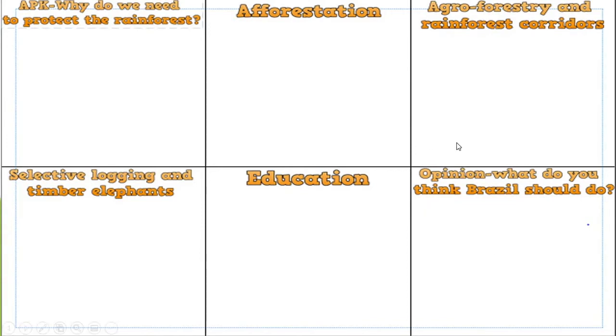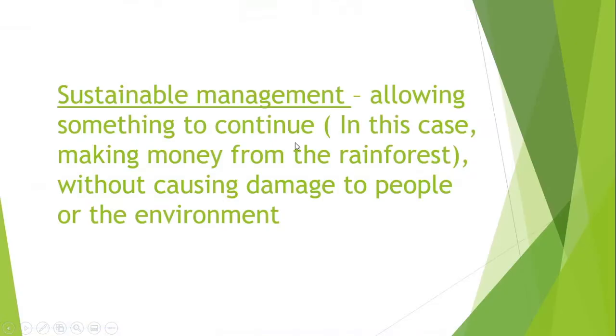So we've got four different options here, and all of you will be able to pick an option. So it could be afforestation, agroforestry, education, or selective logging. I want you to pick the best method. Which one to you is the most sustainable method? A reminder of what sustainable means: allowing something to continue, so the money is important, but they're not going to cause damage to people or the environment.